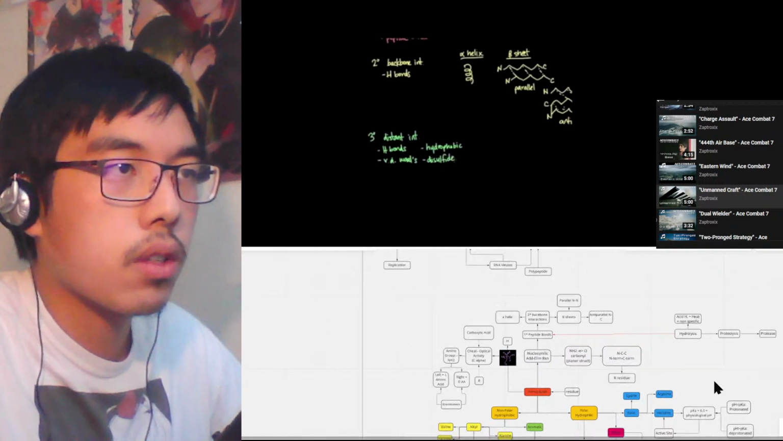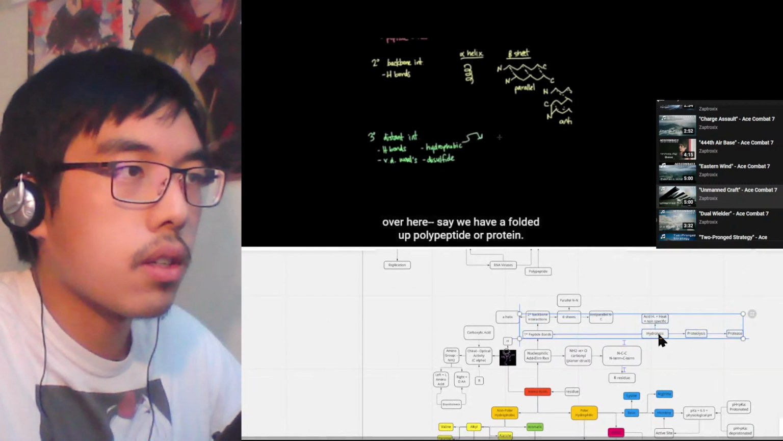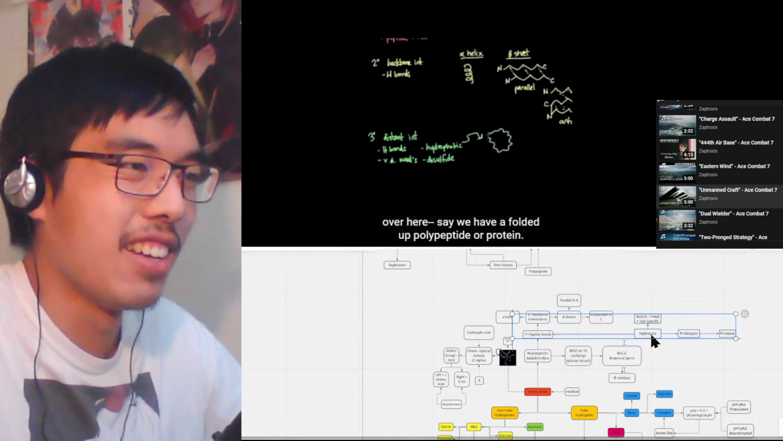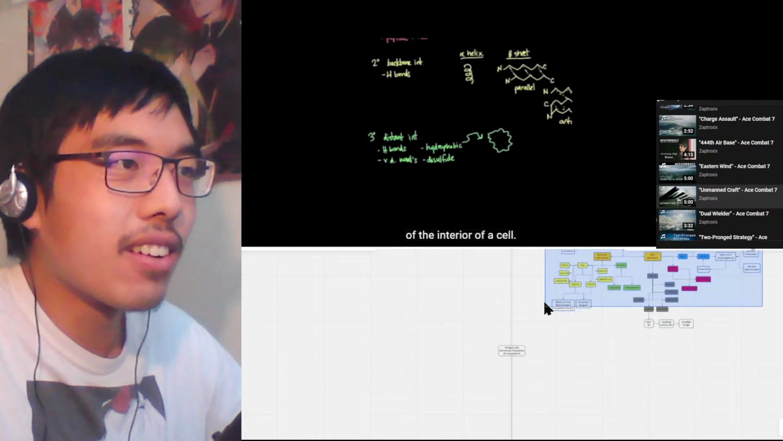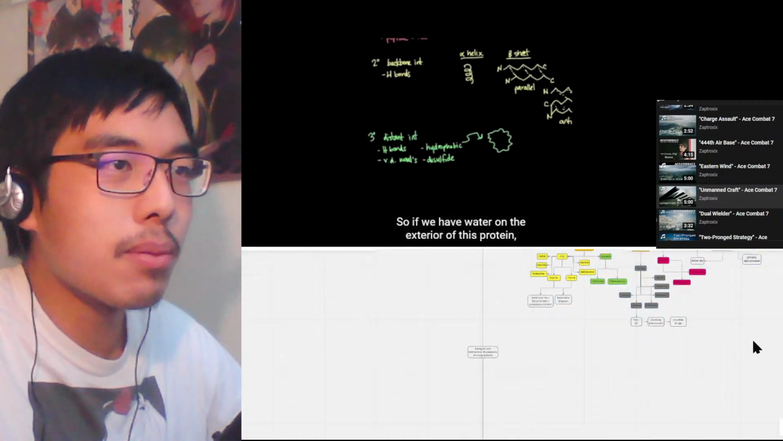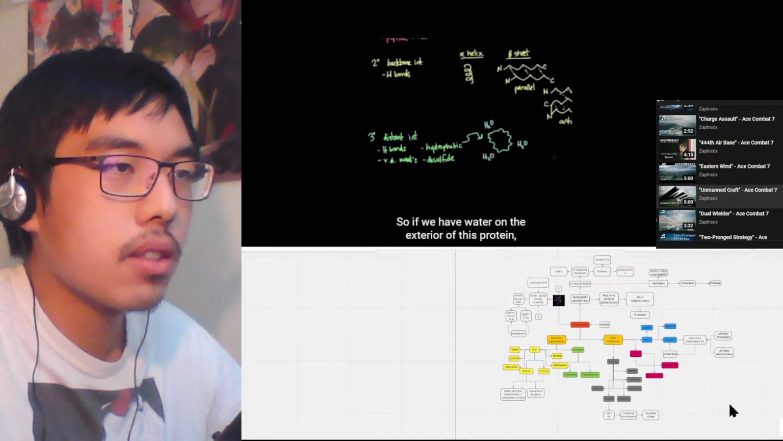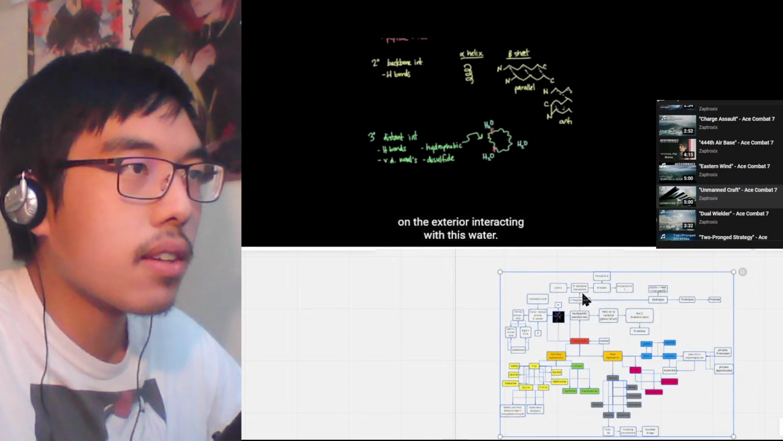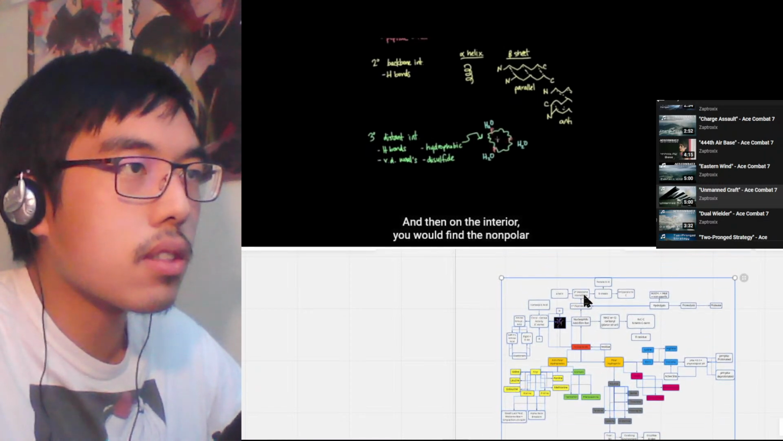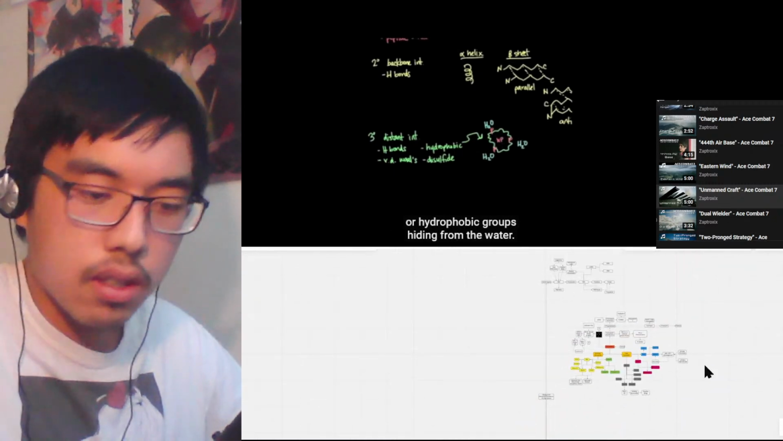Oh yeah, hydrophobic packing. So if we explore hydrophobic packing, me and the boys being scared of water. Found within the watery polar environment of the cell, if we have water on the exterior of this protein, then we will find all of the polar groups on the exterior interacting with this water. And then on the interior, you would find the nonpolar or hydrophobic groups hiding from the water.